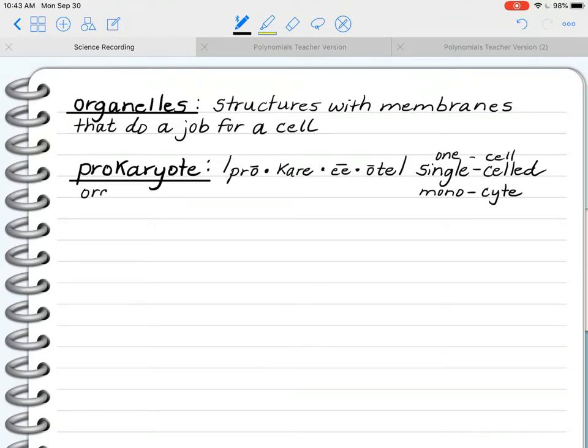Organism, that is a living thing. A single-celled organism with no organelles. These are very simple little living creatures. They can cause a lot of damage, but they're very simple little creatures. They have no nucleus. They do not have a Golgi apparatus, a mitochondria. They don't have ER. They're very simple living things.